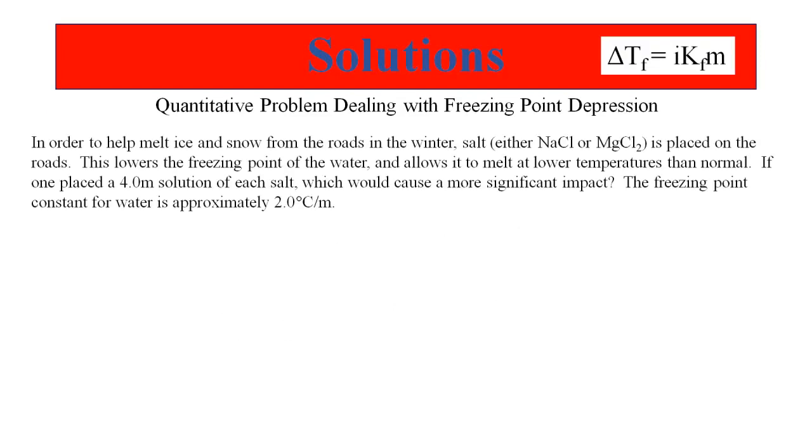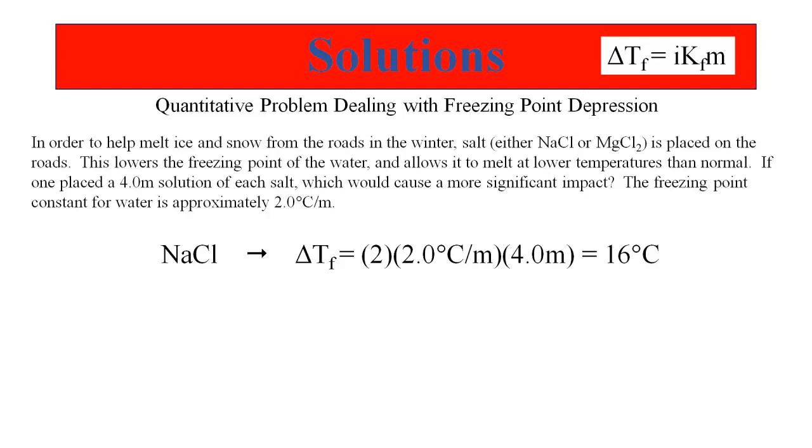Here's a typical problem. In order to help melt ice and snow from the roads in the winter, salt, either sodium chloride or magnesium chloride, is placed on the roads. This lowers the freezing point of the water and allows it to melt at lower temperatures than normal. If one placed a 4 molal solution of each salt, which would cause a more significant impact? The freezing point constant for water is approximately 2.0 degrees Celsius per molal. So I've given you the equation up at the top right. Keep that in mind as we go through this.